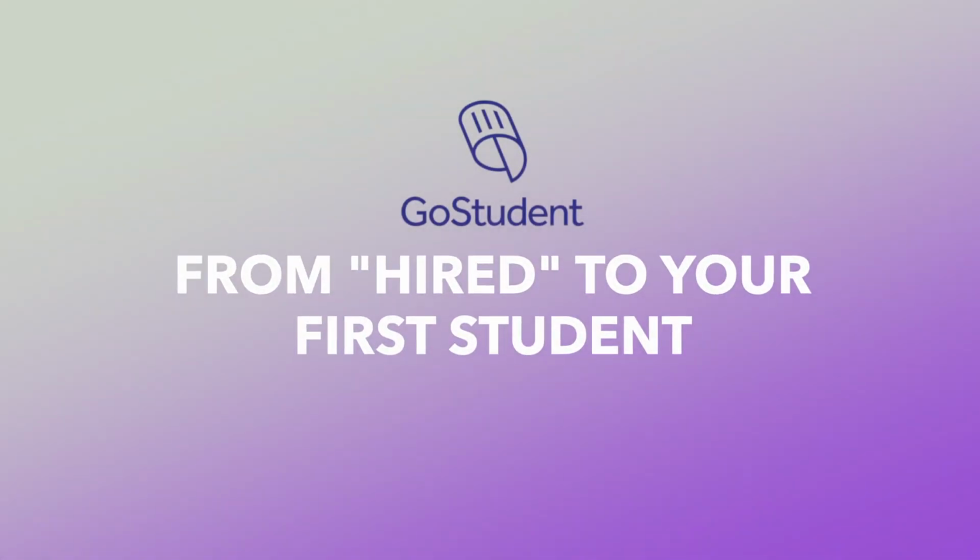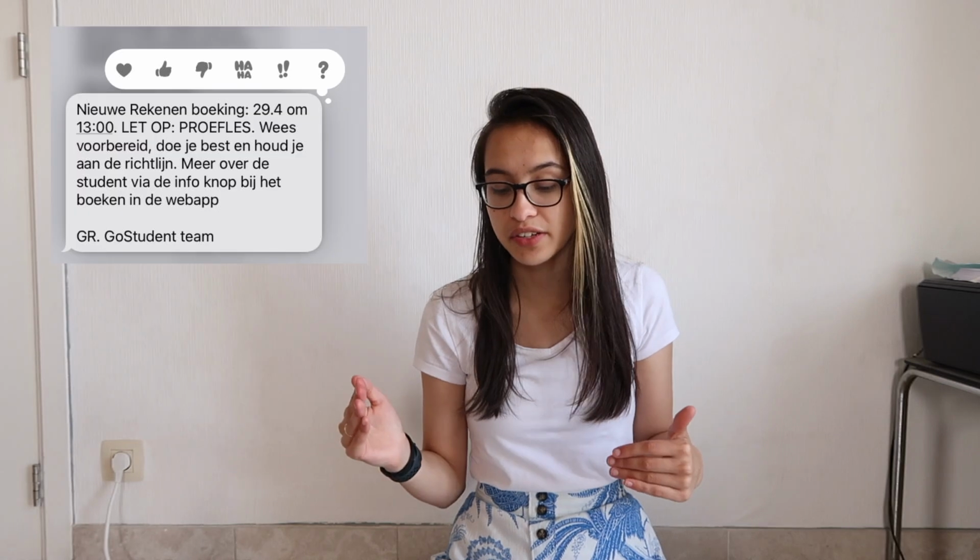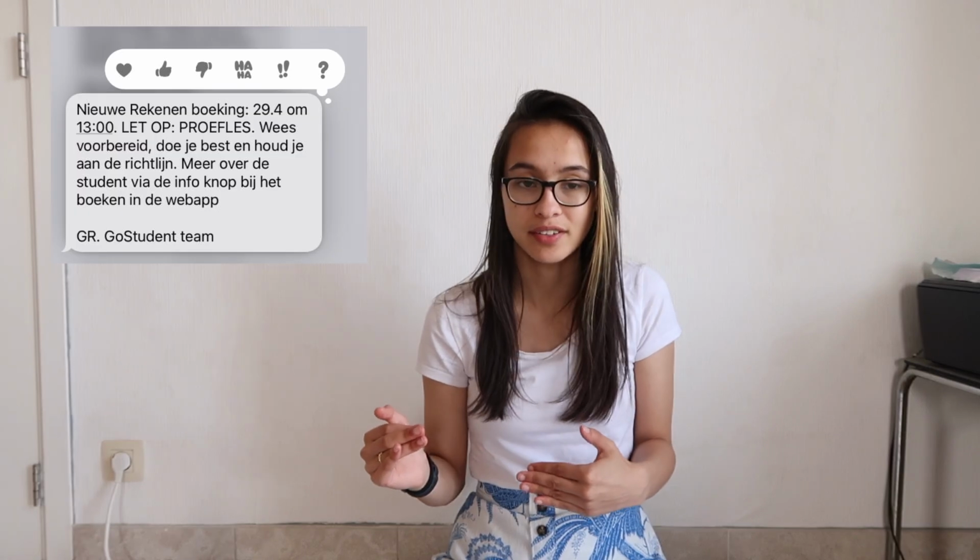The first thing you do when you're hired is enter in the hours that you can work, the hours that you're free. What the GoStudent team does is they get a new student, they need a tutor, they look for the right tutor for that student, they see when you're available and they schedule in the first lesson with the parents. When they schedule in a test lesson, you'll get a text message saying you've been booked for a new test lesson. They will then create a group chat with the GoStudent person and not yet the student and the parent, where they will tell you about the test lesson.